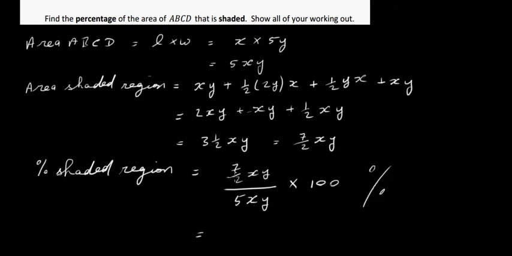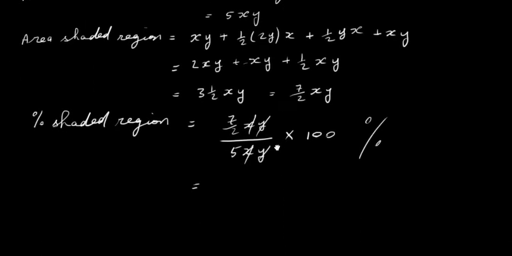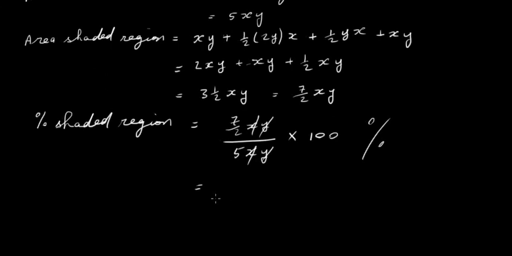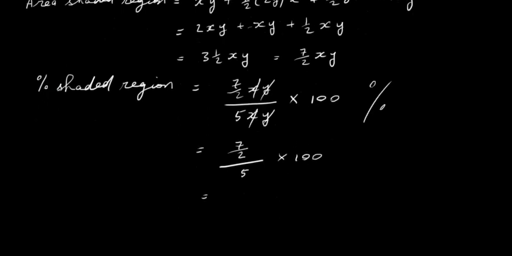Well, if you look at this, the 7 over 2 is multiplied by the x is multiplied by the y. The 5 is multiplied by the x is multiplied by the y. So we can divide that x by that x and we get 1. We can divide that y by that y and we get 1. So the letters disappear, the x and y's disappear. So we end up with 7 over 2 divided by 5 times 100. So you can do this on your calculator, but we're dividing by 5 over 1 if you like.